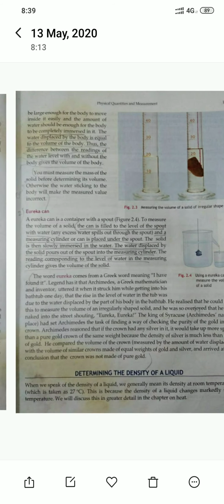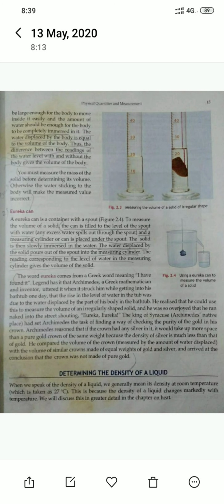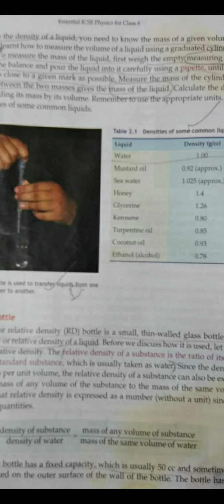Now the other topic is determination of density of a liquid. You can go through this. In order to determine the density of a liquid, again we need the mass of the given volume of liquid. Then, I think this video is getting bigger, so I'll pause it over here and send another video.